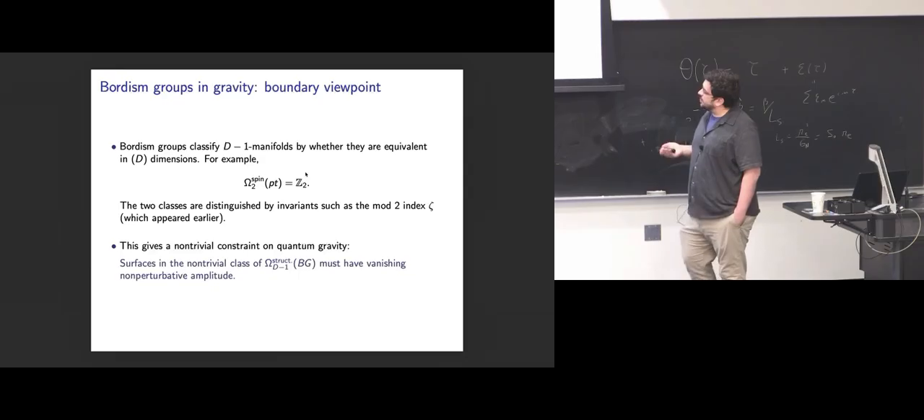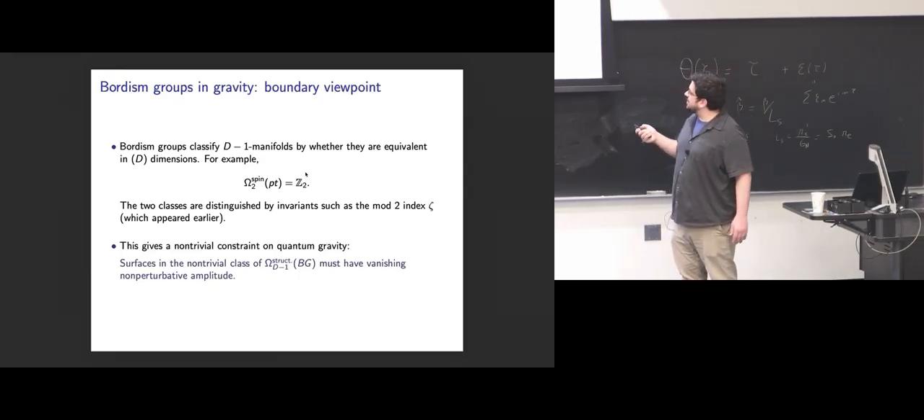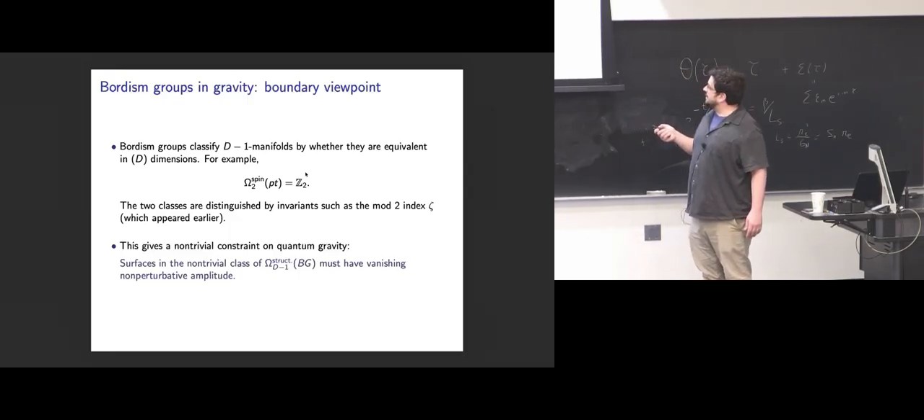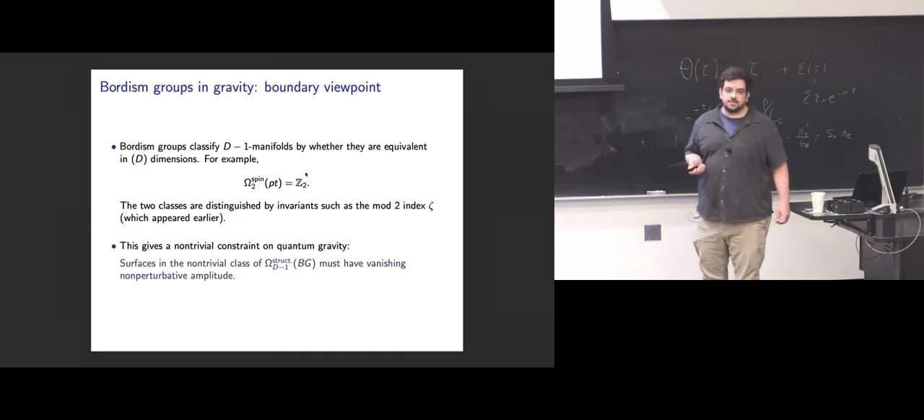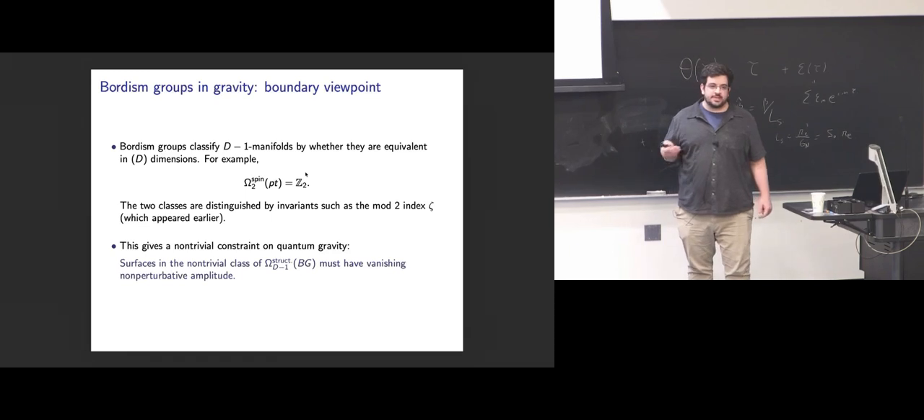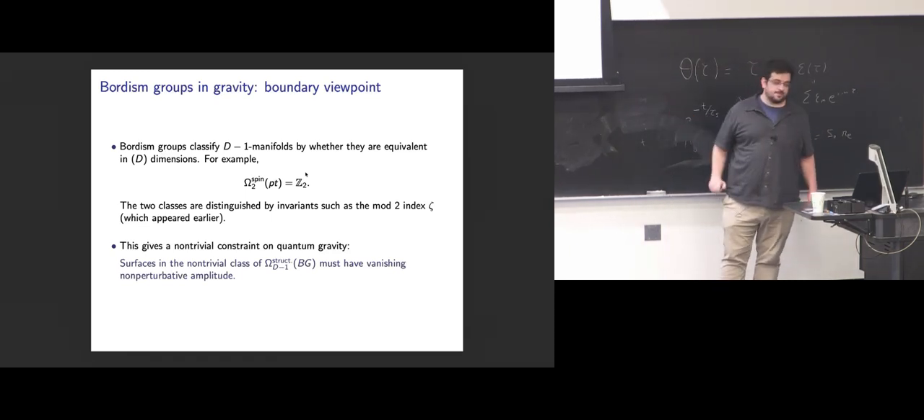And the first way we will use it, that it already appeared earlier, is that it makes non-trivial constraints on quantum gravity, because any surface that lives in a non-trivial class of the boundary cobordism group has to have a vanishing amplitude. So this happened already with these R plus boundaries, but it's a more generic feature. So knowing this is useful to determine which amplitudes are zero and which ones are not.